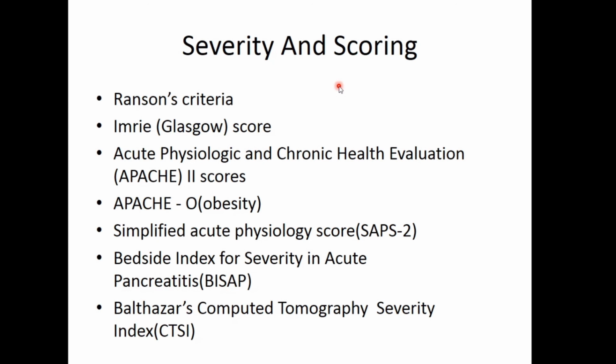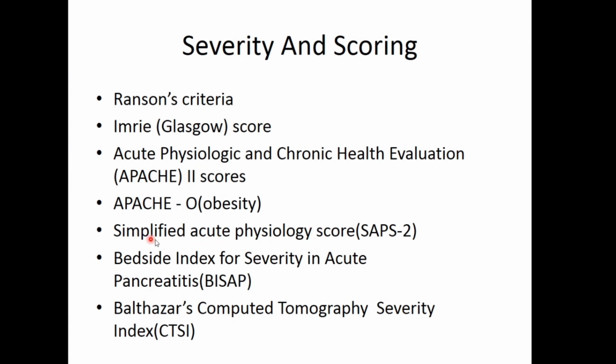So based on all these things, there are a lot of criteria which are available to you. I'll be discussing this in the next class, but the ones which you need to know are, number one, Ranson's criteria. Then the APACHE score; if you just know the name, that is fine. APACHE scores are not very important. There is APACHE 1 and 2, but this is a very extensive scoring system, and at your level we definitely don't expect you to know it. But if you just know APACHE and what APACHE stands for, that is good enough.